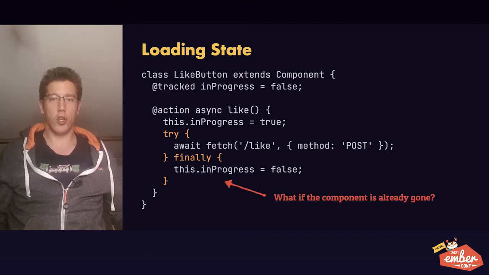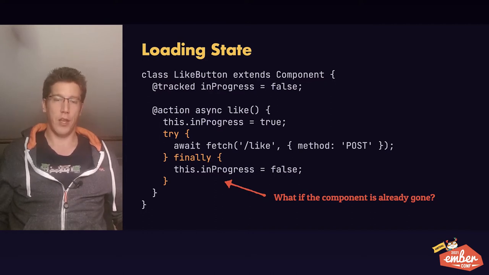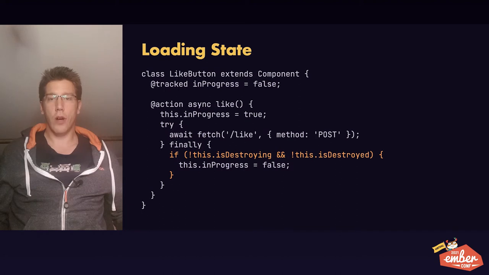Have you ever seen an assertion message that reads calling set on a destroyed object? This is related to another problem that we have in our code here. If the component is already destroyed when the fetch response comes back, we will set the tracked property on the destroyed component because we can't cancel the async function. We can work around that assertion by checking the isDestroying and isDestroyed properties before running any more code. But we will have to do that after every single async step. And this is easy to forget and not really ergonomic, right?